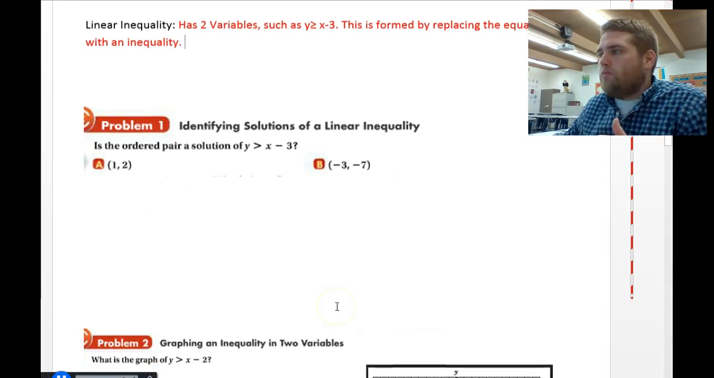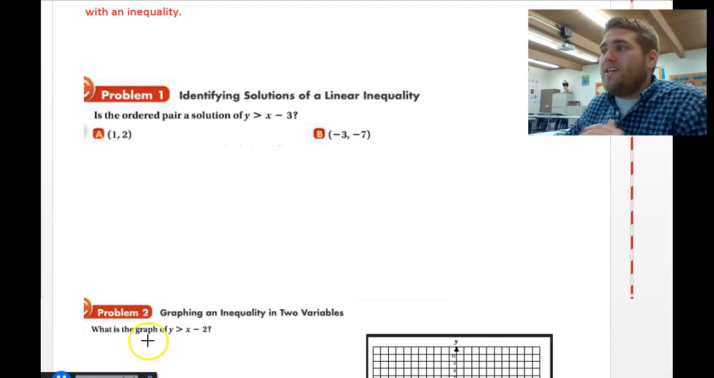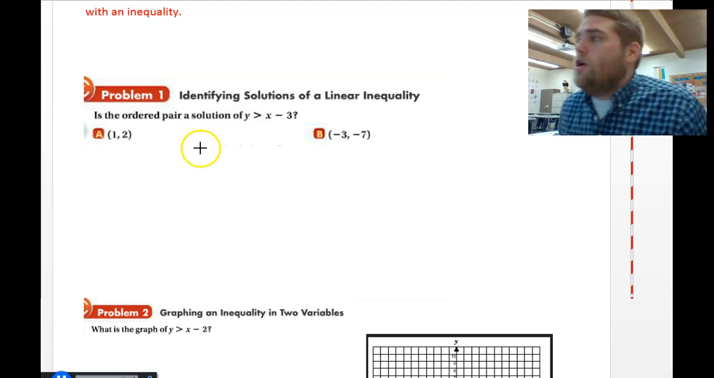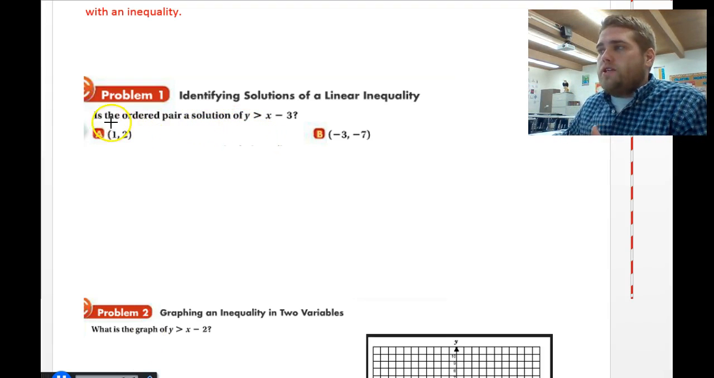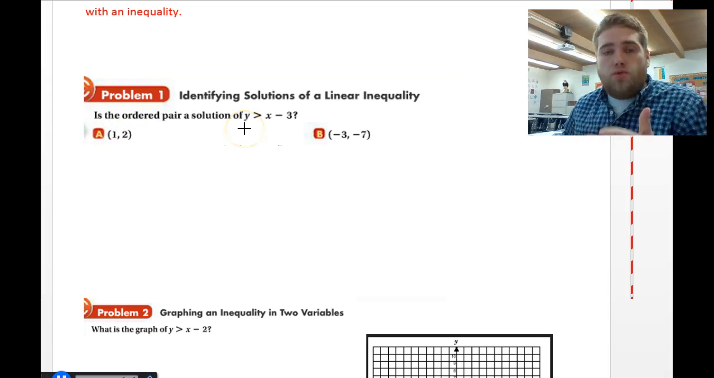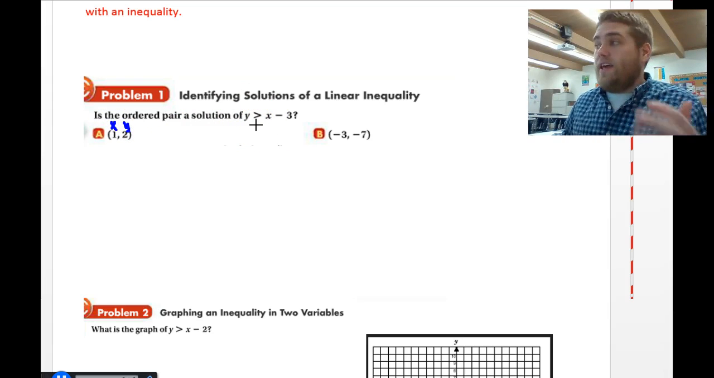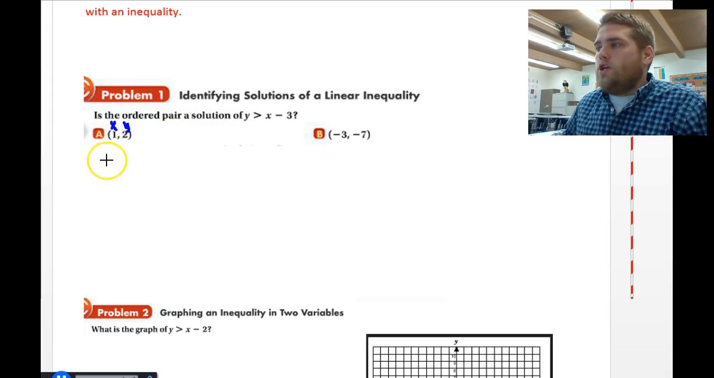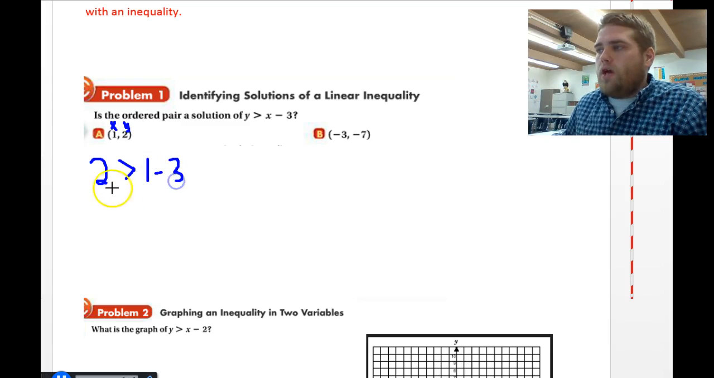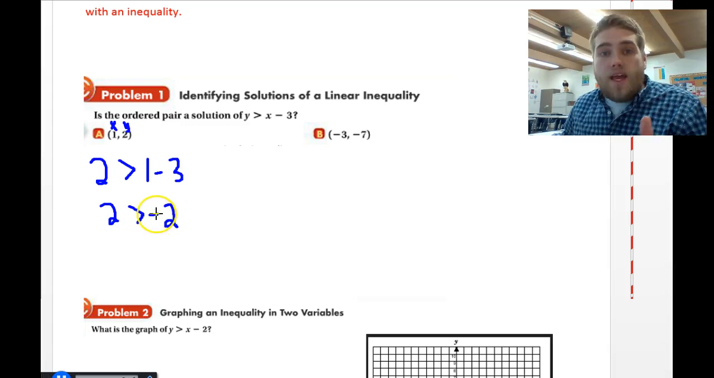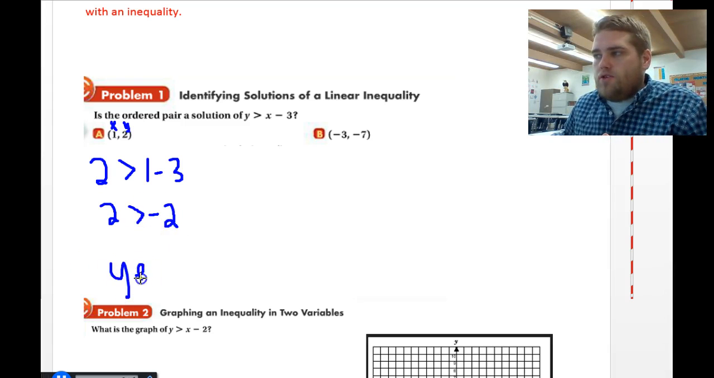So, problem 1. This is probably the easiest part of the whole section. So, once again, hopefully pay attention. Is the ordered pair a solution to y is greater than x minus 3? Here's my x, and here's my y. All we're simply going to do is plug in and say, yes, it's a solution, or no, it's not. So I have 2 is greater than 1 minus 3. So 2 is greater than negative 2. Is that a true statement? Yes, that is a true statement.